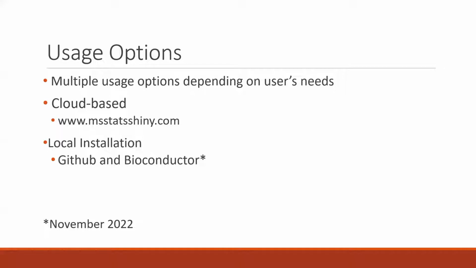The other option is a local installation, and the package can be installed from GitHub and will be available on Bioconductor in the next release in November 2022. With a local installation, the package or the UI is only limited to the user's local computer resources, so it can handle much larger files.